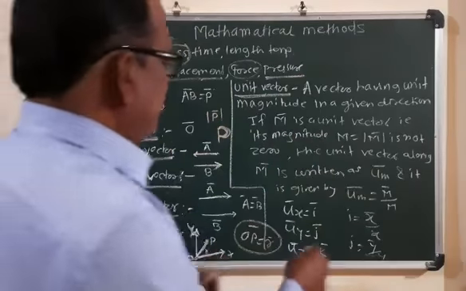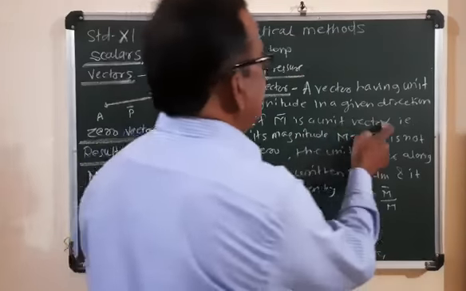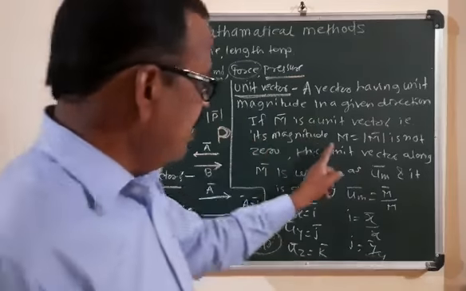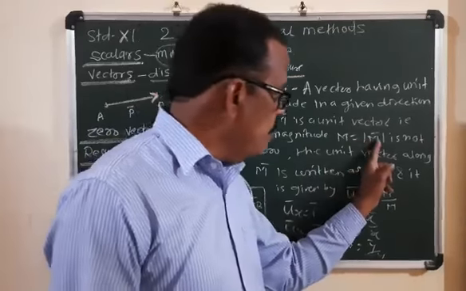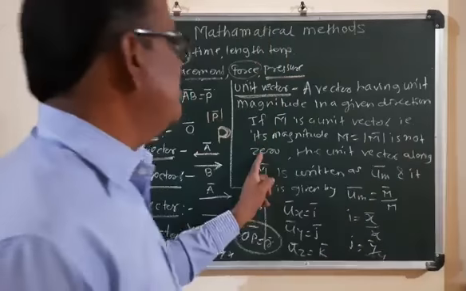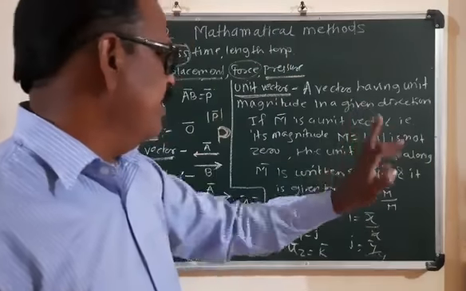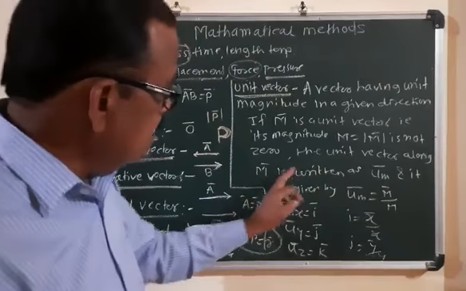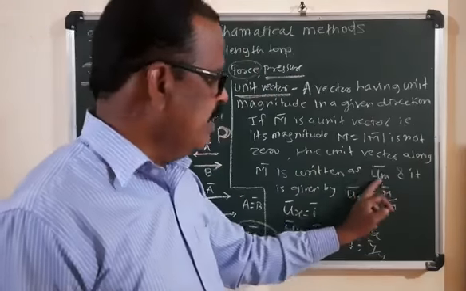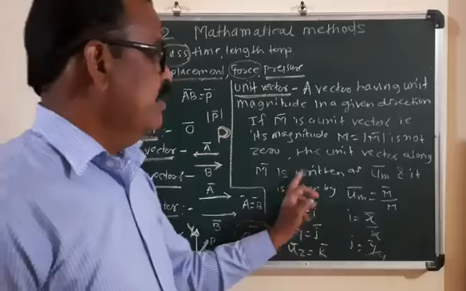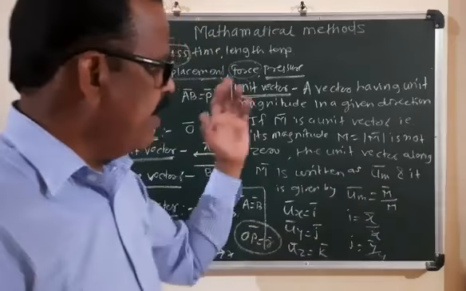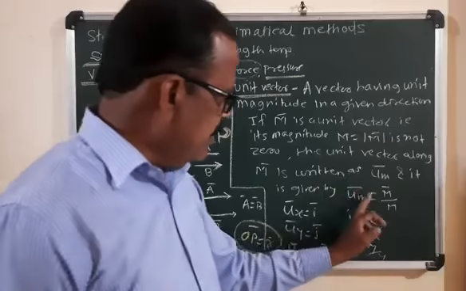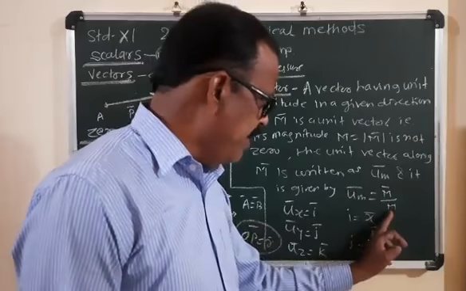Let us see an example. If m bar is a unit vector, that is, its magnitude m, which is equal to mod m bar, is not zero. The unit vector along m bar is written as u_m bar. The unit vector along m bar is represented by u_m bar, and it is given by u_m bar equal to m bar divided by m.